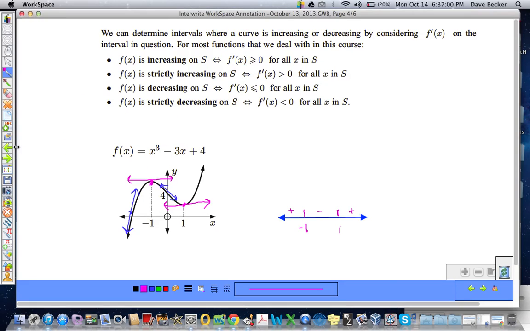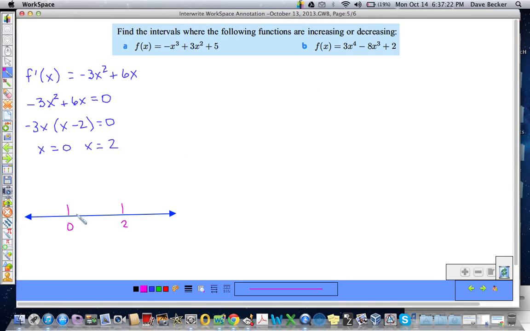Remember, here's the key point. If a function is increasing, then the derivative is positive at all points on the interval. So no matter what value of x I chose here, if I substituted it into the derivative function, the result would be positive. Okay, so let's go back here and let's choose a point. Let's start with something easy like the 1 here between 0 and 2. I'm going to choose the point 1. I could choose any point I want in here, but 1 is the easiest.